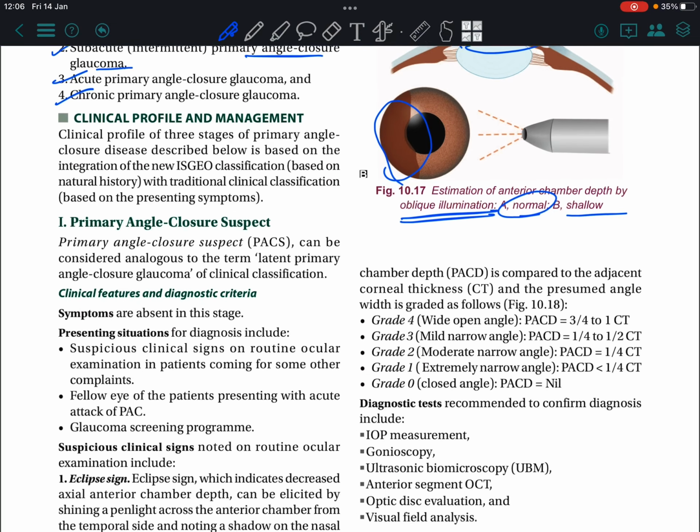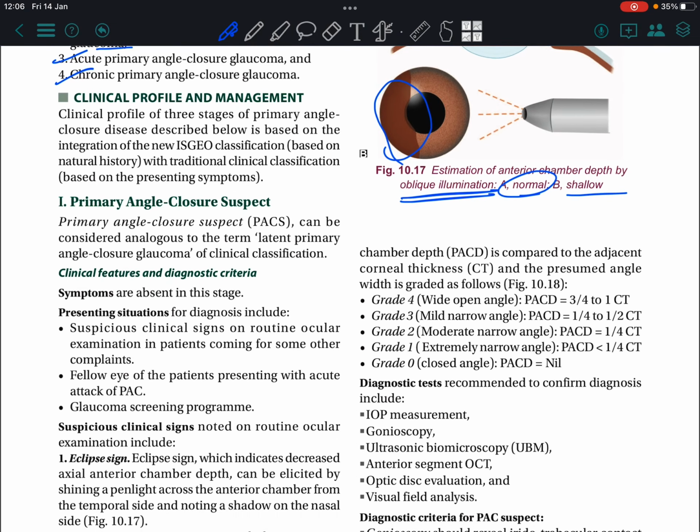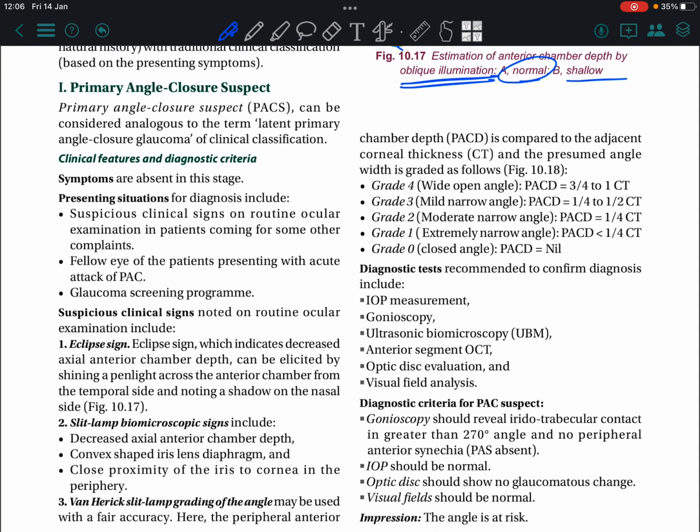Clinical profile and management: primary angle closure suspect can be considered analogous to the term latent primary angle closure glaucoma of clinical classification. Clinical features and diagnostic characters. Symptoms are absent in this stage. Presenting situations.